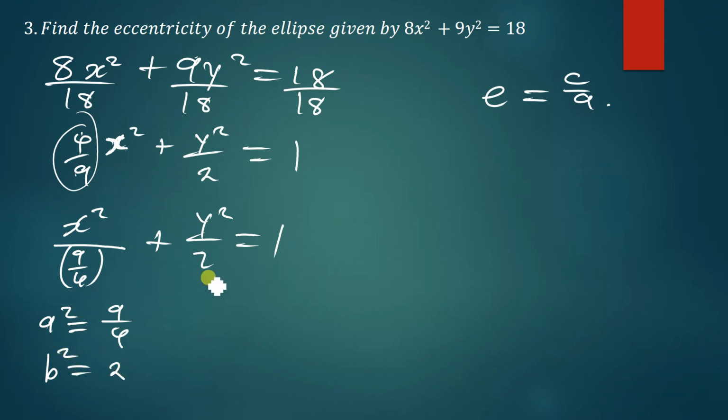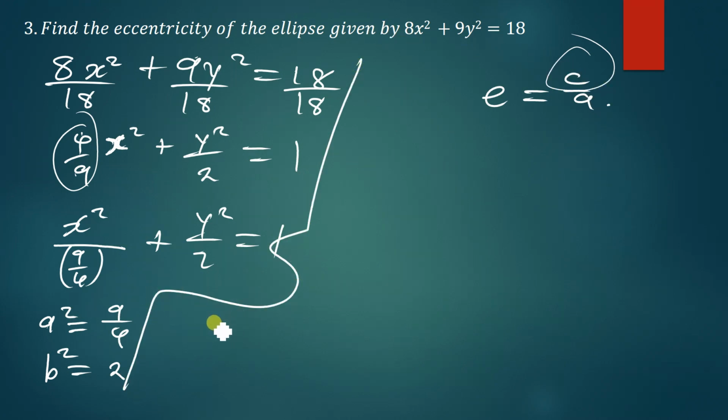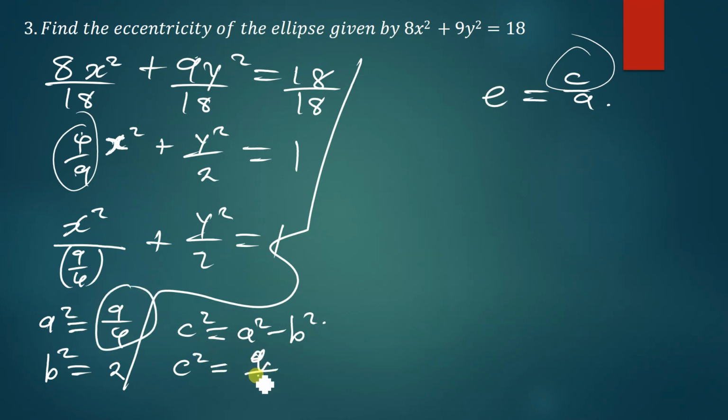Right. So since we have found a squared and b squared, we can now find what c is, because we need to find c for us to find the eccentricity. So to find c according to the ellipse, we know that c squared is given by a squared minus b squared. So c squared is equal to, our a squared is 9 over 4, and our b squared is simply just 2.